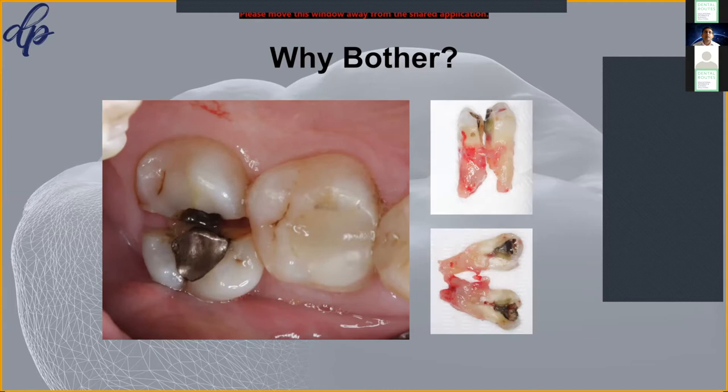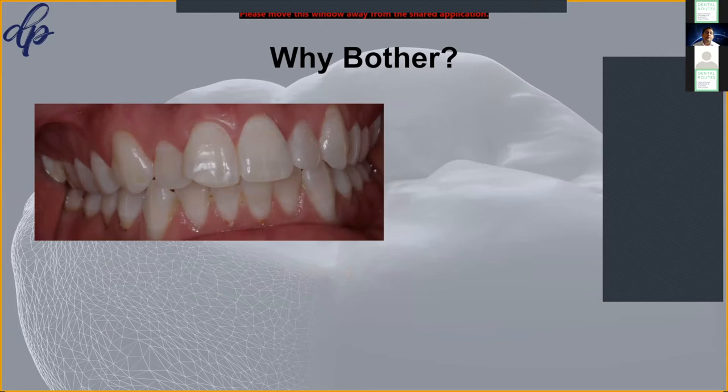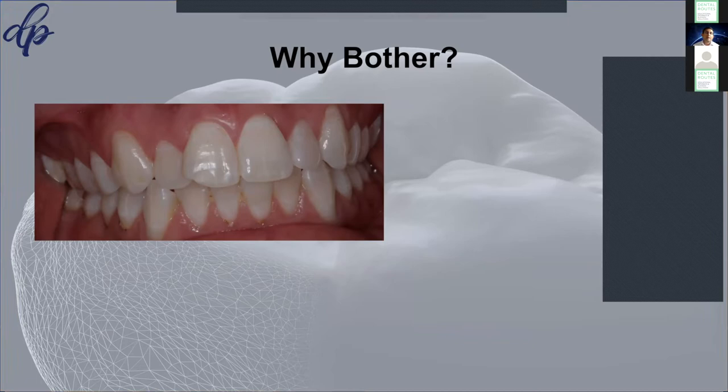Knowing occlusion will help you in planning cases like this. Very, very simple, straightforward case. But I get dentists coming to me and saying, oh, I do minor incisor repair, and they keep breaking.